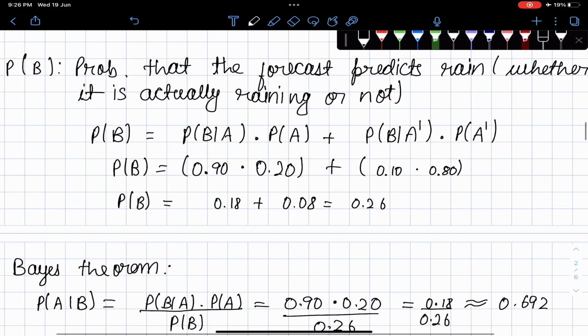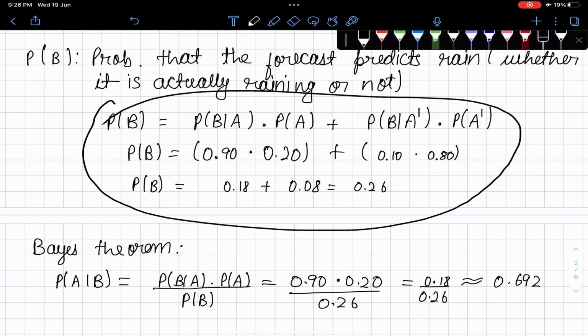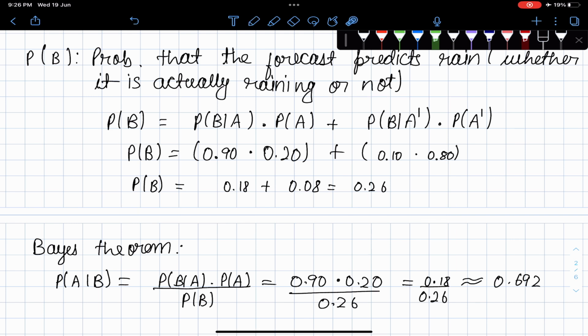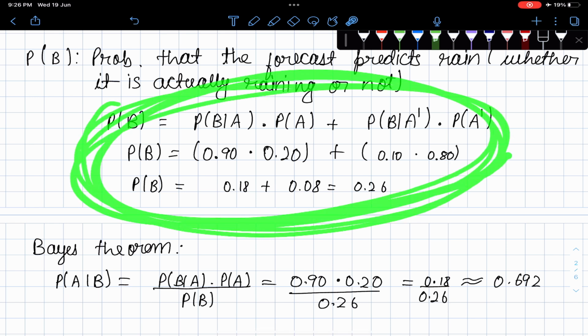We are summing it all because we need to find the whole sample space, that it is raining or not. Are you getting what I'm trying to say? We need the whole sample space to predict whether it is actually raining or not, that they predict correctly or not.